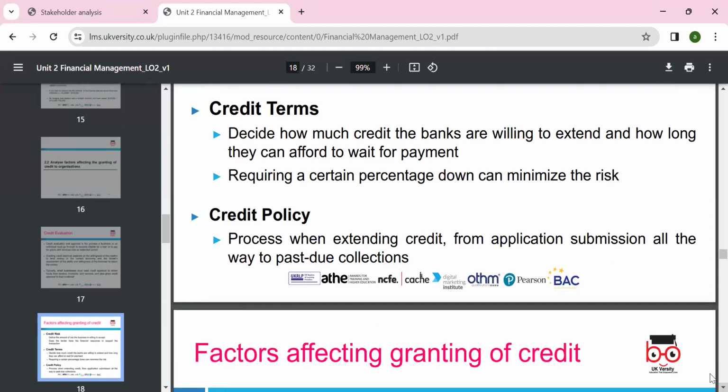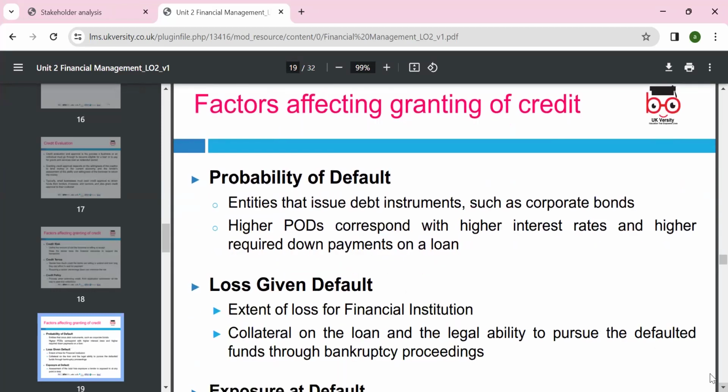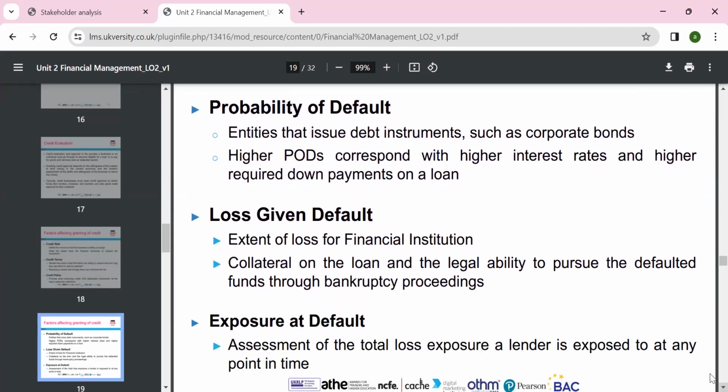Credit policy depends on your organization's policy. You can set it based on a number of factors: application submission, all the past dues, your business, whatever you do. Probability of default: if the probability of default is high, like in some companies due to economic circumstances, corporate bonds carry a higher rate and a higher required payment on the loan. So we can look at probabilities and the bad debts in the industries and decide in the credit policy we can develop.